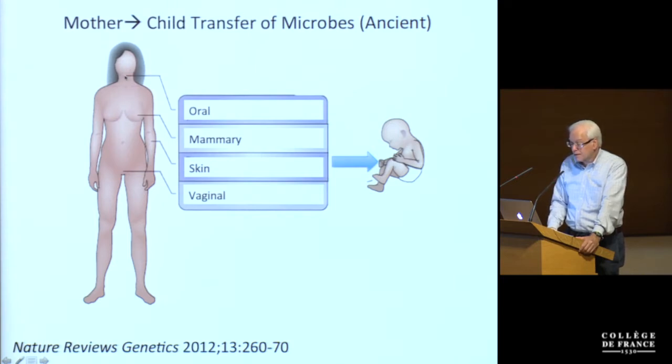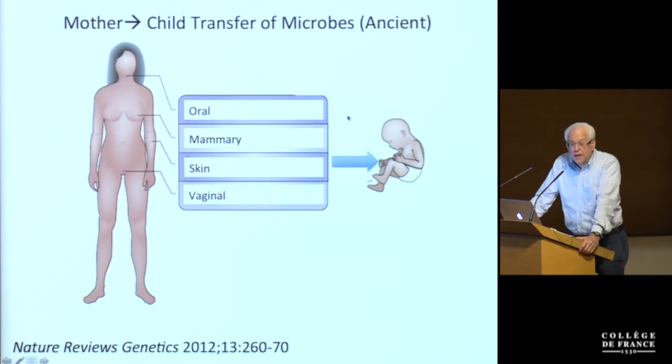Moms kiss babies, they lick babies, they pre-masticate food. Lots of redundant mechanisms for the transfer of microbes from one generation to the next. That's how it's always been for mammals.